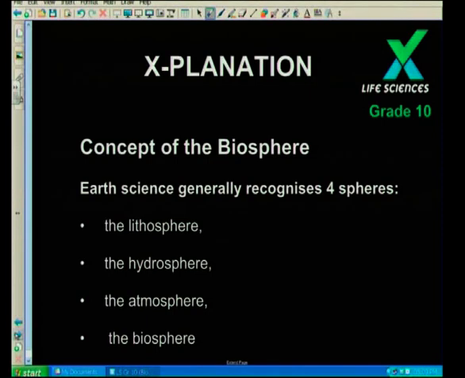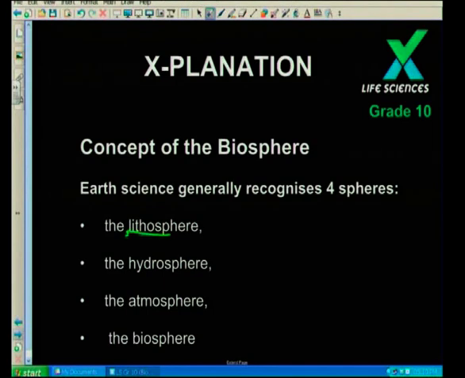Now, the concept that includes the whole planet Earth is the following four spheres. This first sphere is the lithosphere. It's quite difficult to remember that word lithosphere, and a good way to remember it is to look at the L. L stands for land. I would say if you combine those two L's, it's easier to remember. So land, which includes soil.